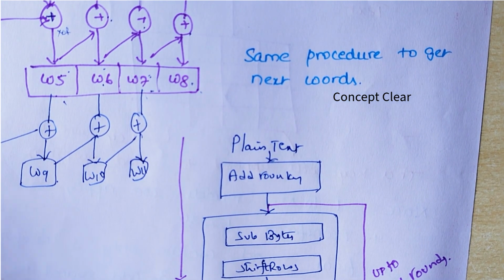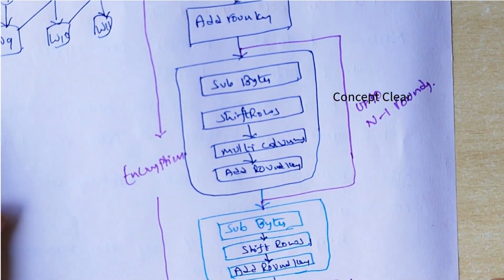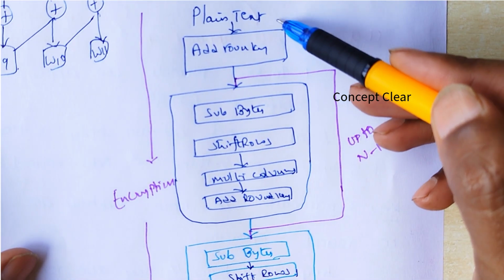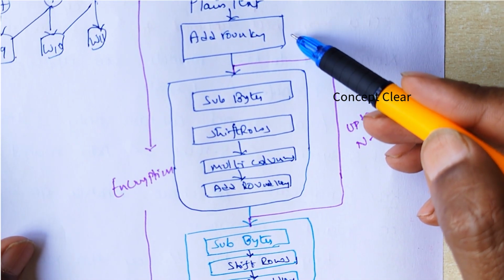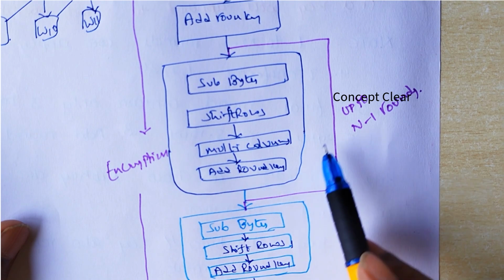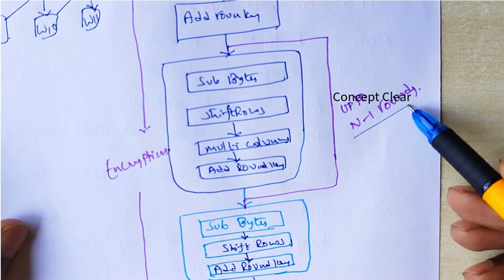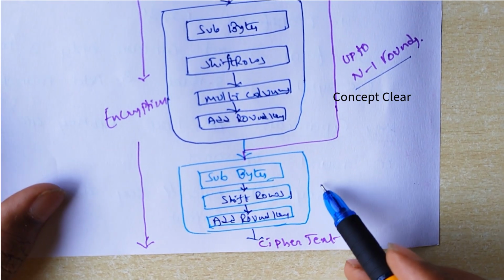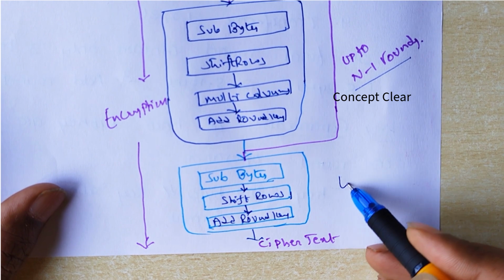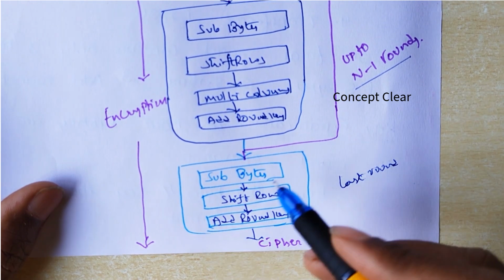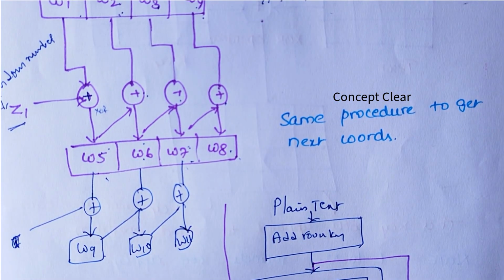To say it simply, this is the block diagram of AES. Here the plain text goes through the add round key operation. Inside the round we perform the 4 transformations. These 4 are performed up to n minus 1 rounds, and in the last round we apply only these 3 operations. Clear? This is about the AES algorithm.